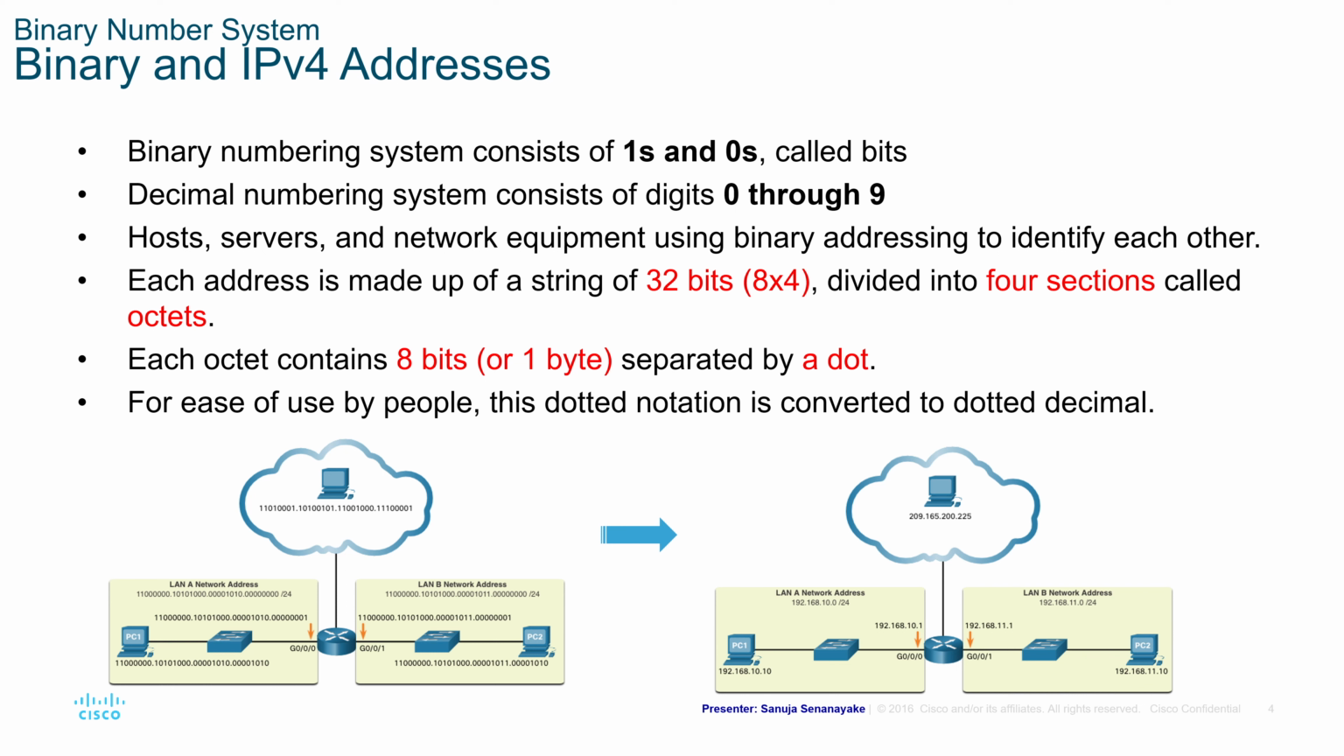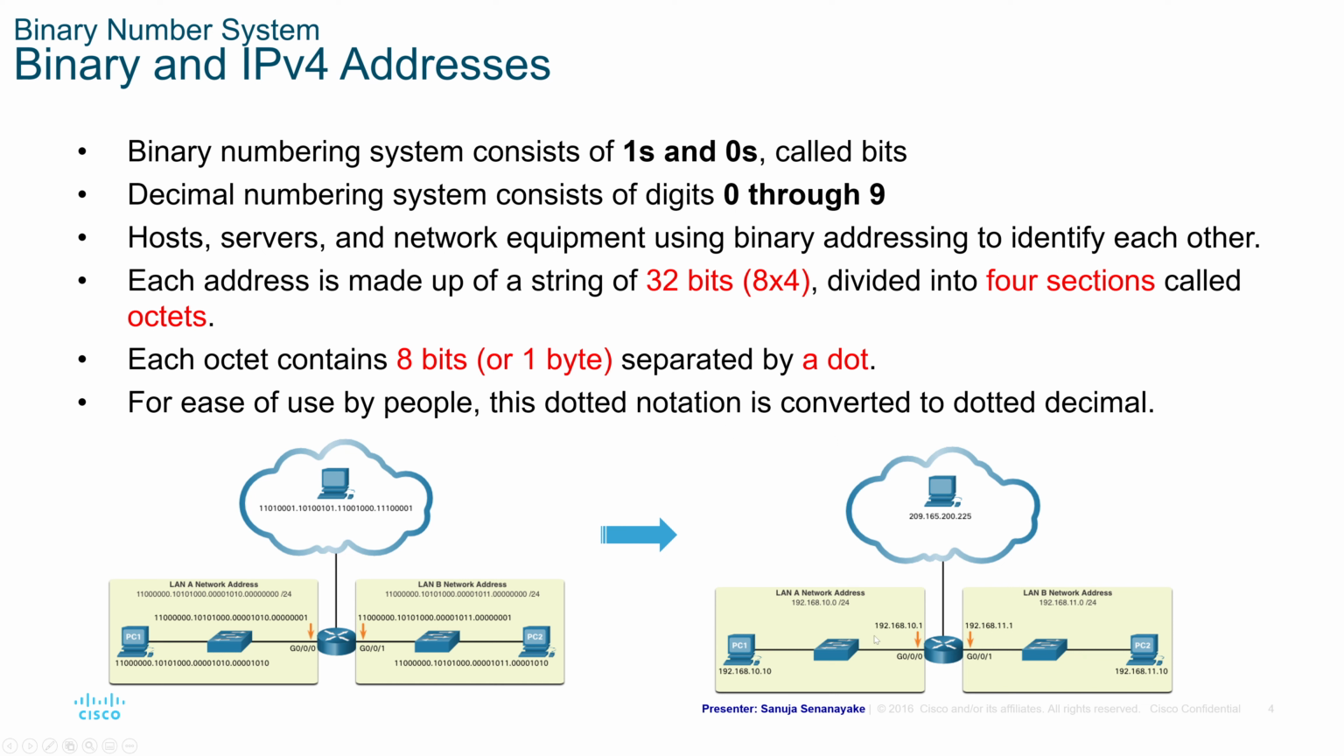Each address is made out of a string of 32 bits, which is 8 times 4, divided into 4 sections called octets. Each octet contains 8 bits. Therefore, that's why we call it an octet. Octa means 8, and 8 bits make an octet, separated by a dot. For ease of use by people, this dotted binary notation is converted to dotted decimal.